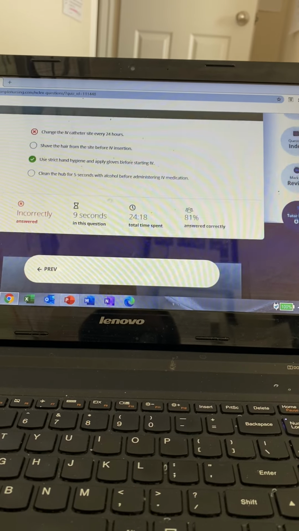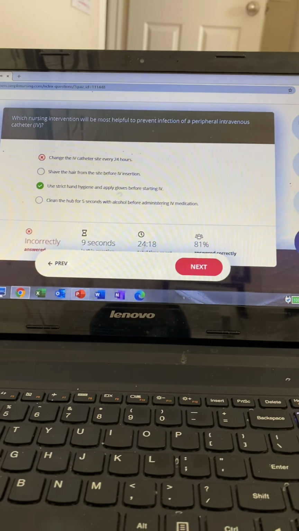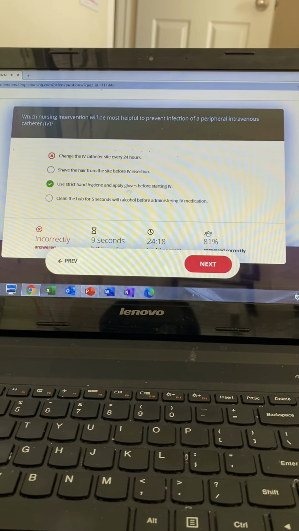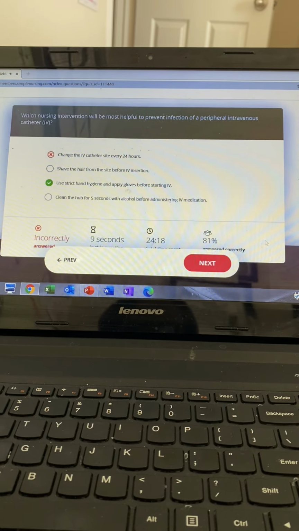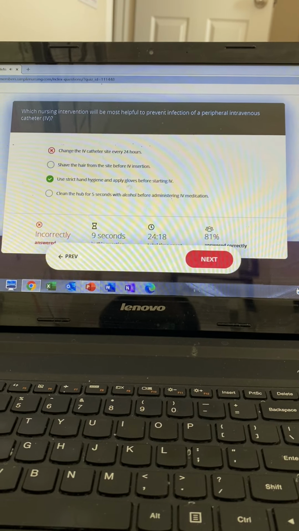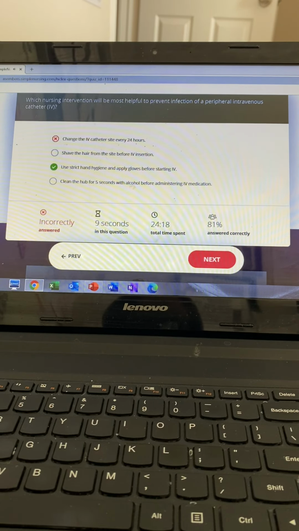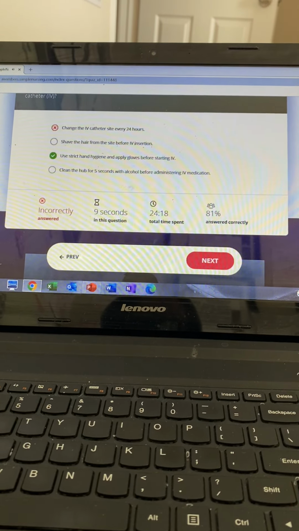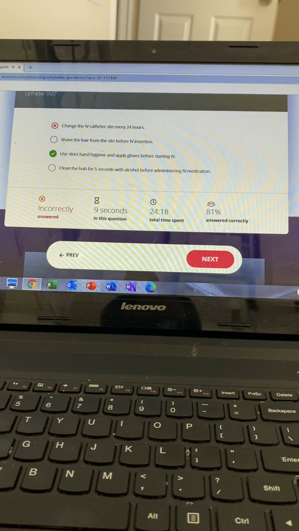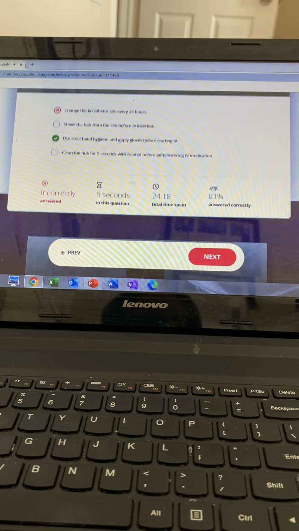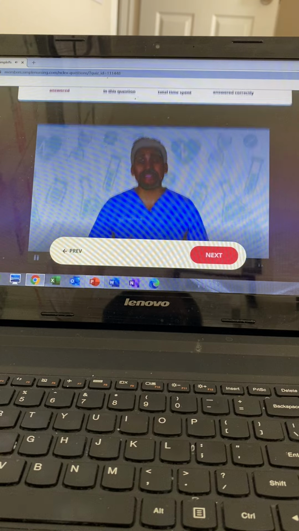Now using our 3 steps, let's break this down. This question is asking for the most helpful intervention for the key problem, preventing infection for a peripheral IV catheter. So the biggest thing I'm thinking is how do you keep it safe and how do you keep it clean? So the solution we're looking for are the best ways to prevent the IV from becoming contaminated.